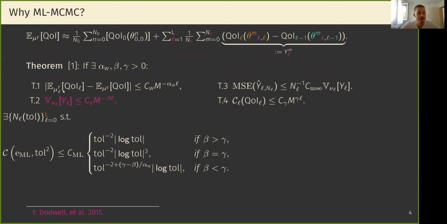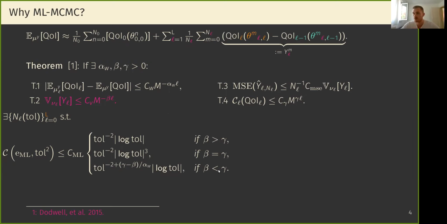And in fact, there is some theory behind this. In this seminal paper by Dodwell et al. from 2015, it was shown that if there exist constants alpha, beta, and gamma, such that these four conditions are satisfied, namely that there is this sort of convergence in expectations with some rate alpha, that the variance of this difference here decays with some rate beta, that the mean square error of this ergodic estimator here can be bounded by the variance, and that the cost of sampling a QOI at level L increases in this form, then it can be shown that there exists a hierarchy or a decreasing sequence of samples in L that depend on the tolerance, such that the cost associated to obtaining a mean square error of this quantity here, smaller than or equal to some tolerance squared, increases in this form.